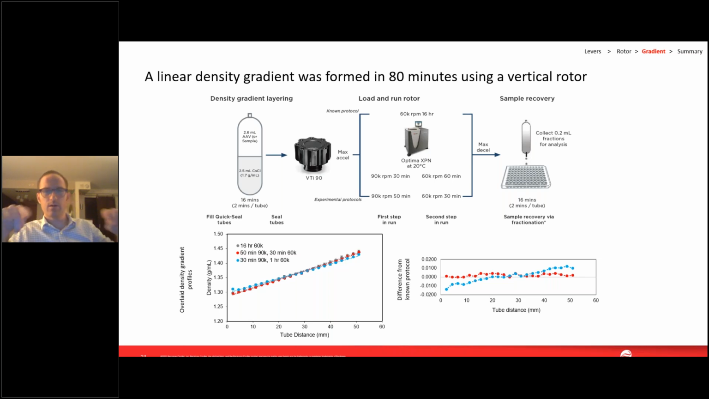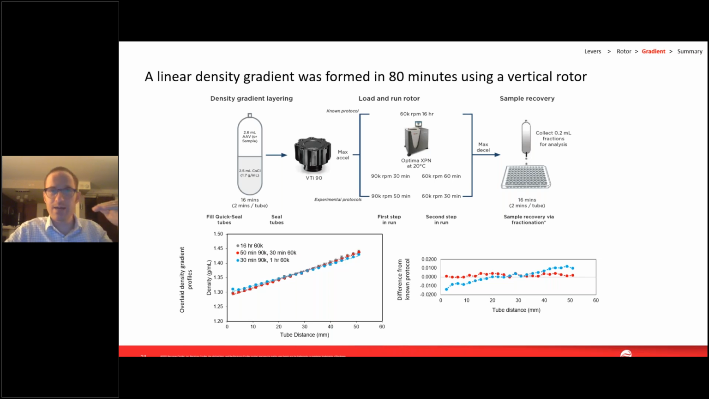And then we compared all of our experimental protocols against the known protocol. And what we wanted to see was no change. We wanted to get the exact same density gradient because then our sample would be in the exact same spot, but we could just get there much faster.